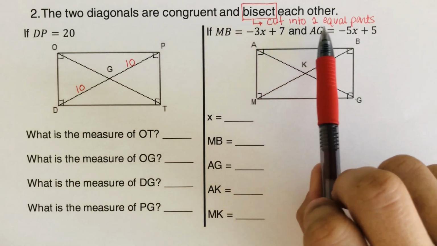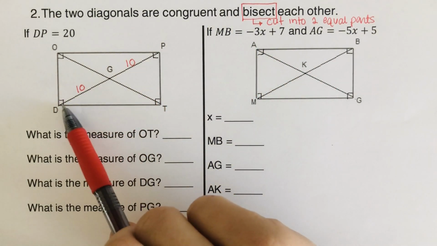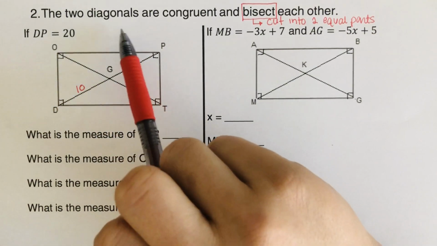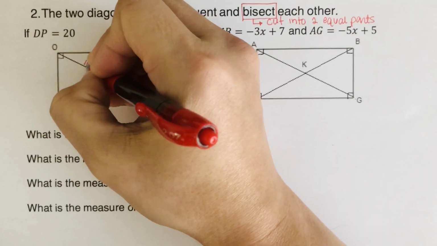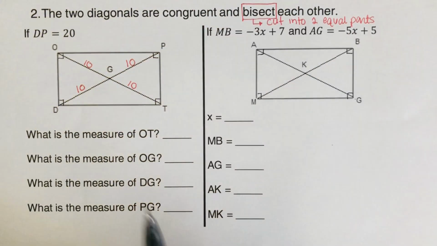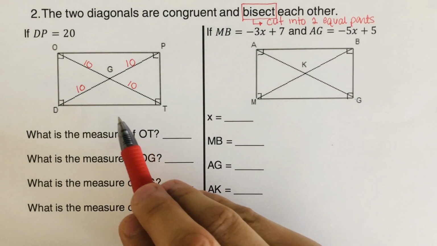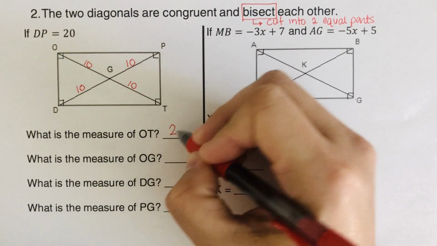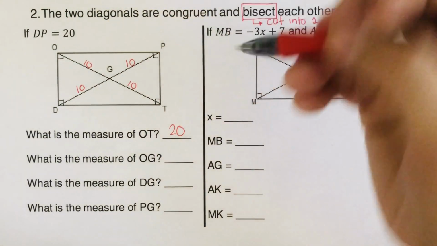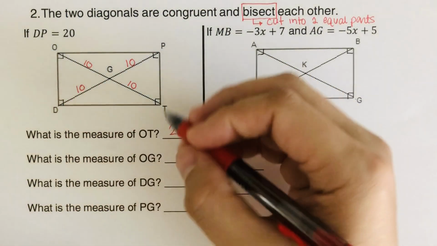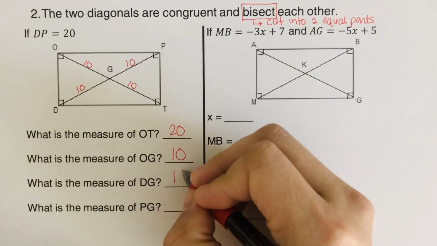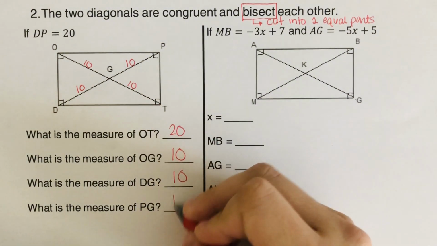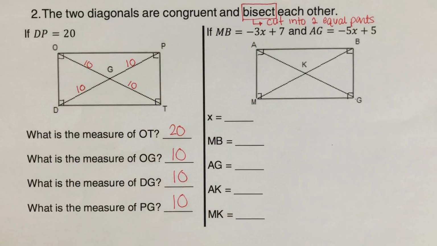Bisected means it was cut into two equal parts. So if the whole thing is 20, that's 10 and 10. And since the two diagonals are congruent, OT is also 20. And so this side right here is also 10, and this is also 10. So we can fill this in. OT is 20. OG is 10. And then DG is 10. PG is 10. Okay, so we have already determined all of these missing side lengths here.